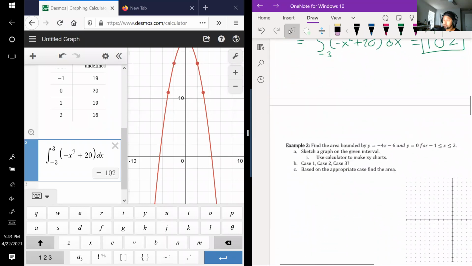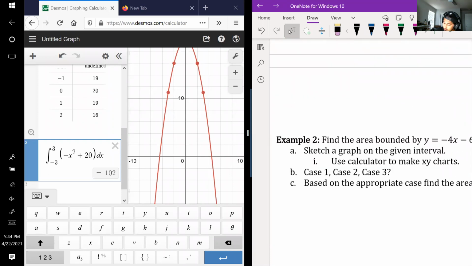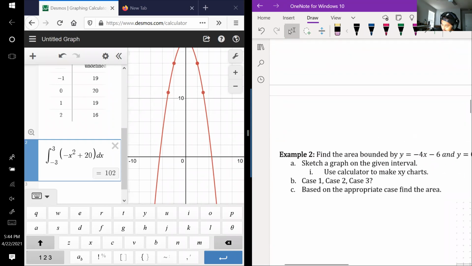Example 2. Find the area bounded by y equals negative 4x minus 6 and y equals 0 for the interval negative 1 to 2. So again, let's go ahead and graph these, make our XY charts, and find out what case it is. All right. So negative 4x minus 6. So step A, y equals negative 4x minus 6.